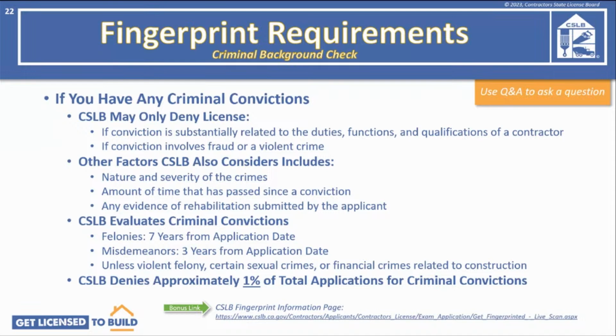CSLB evaluates felony criminal convictions which occurred within 7 years of the application date. For misdemeanor criminal convictions, we would look back 3 years from the application date. That's unless the convictions are for a violent felony, certain sexual crimes, or financial crimes related to construction. CSLB denies only 1% of the total applications we get based on criminal convictions. You'll also note the bonus link to our fingerprint information page.